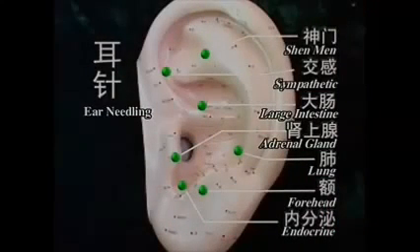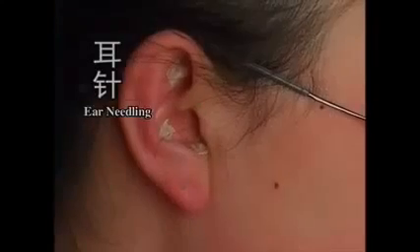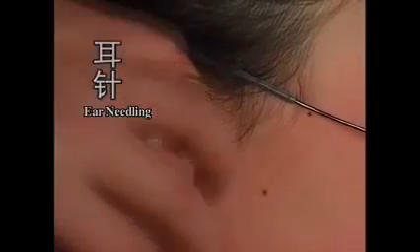2. Ear needling. Select the following ear points: endocrine, sympathetic, lung, shen men, adrenal gland, forehead, and large intestine. Needle as before, or apply Wang Bu Liu Xing seeds.